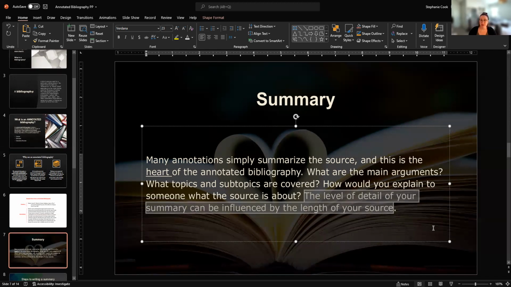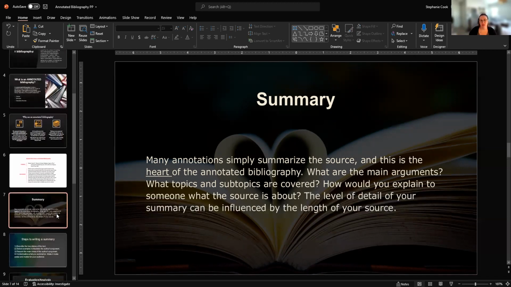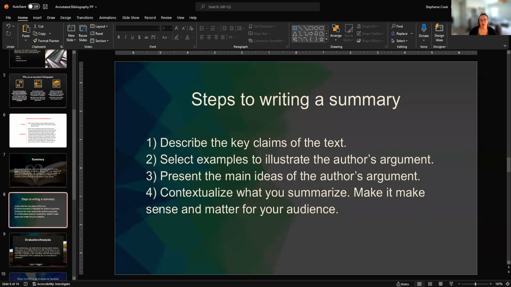If you read a 20-page paper, you might have multiple paragraphs. Maybe now you've got 2 different paragraphs for your summary because there's 2 main ideas that you need to cover or something like that. So think about that as you pick your sources, what level of detail your summary might need.